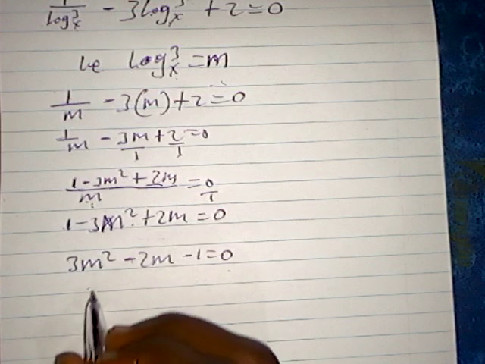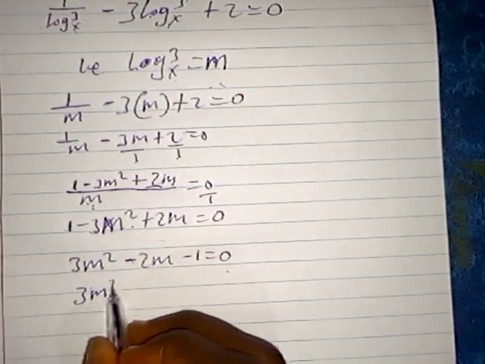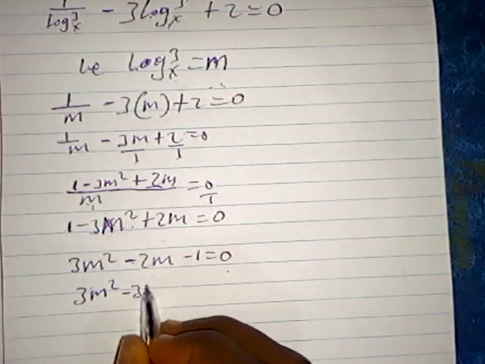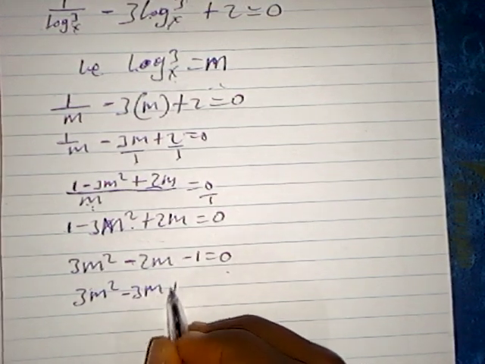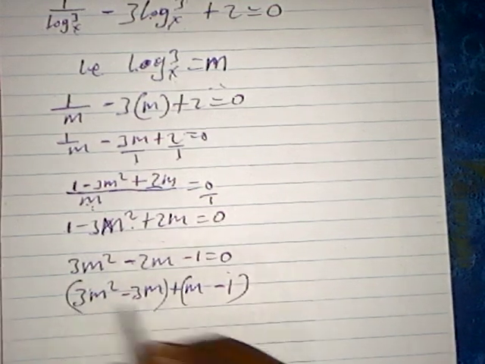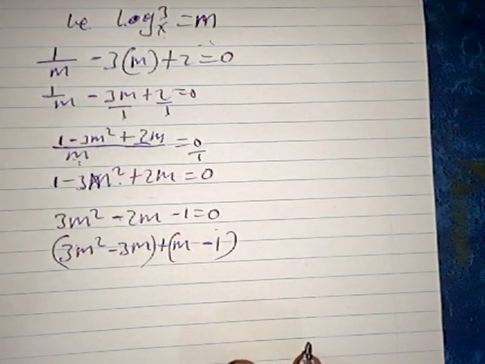We solve it. So it's going to give us 3m² − 3m + m − 1. This is the quadratic equation. If you don't know how to solve a quadratic equation, go on to my channel. I precisely taught on that topic.